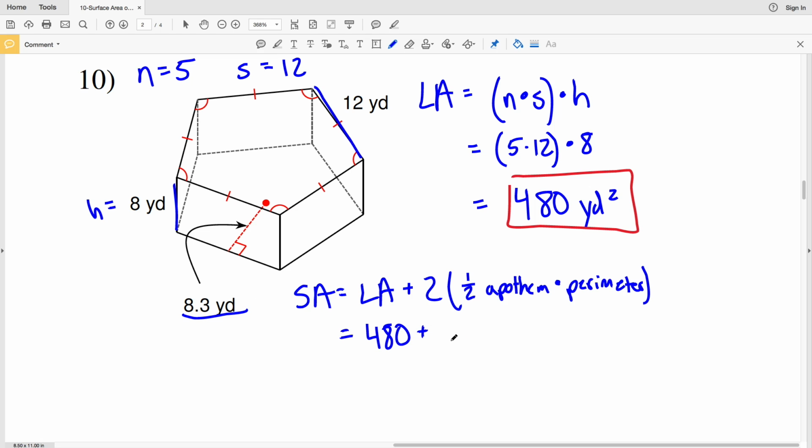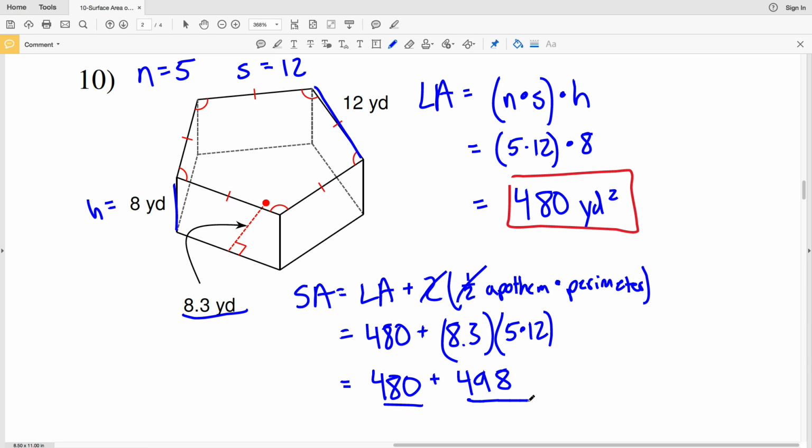The apothem is 8.3 yards, and we're multiplying that by the perimeter, which we've already calculated as 5 times 12, the number of sides n times s. 5 times 12 is 60, and 60 times 8.3 is 498. So for our surface area, we're going to add 480 to 498, the lateral area plus the area of both of the bases. 498 plus 480 equals 978, and that's yards squared for the surface area of the pentagonal prism in number 10.